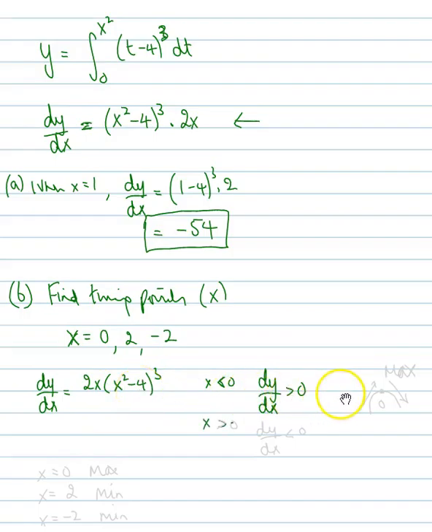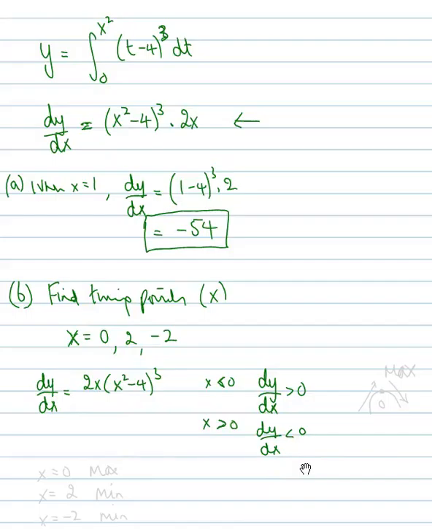Similarly, when x is slightly bigger than 0, inside the brackets we've still got a small number minus 4, so it's a negative number, cubed, which is still negative, multiplied by a number that is positive, so negative times a positive is negative, so it's less than 0.